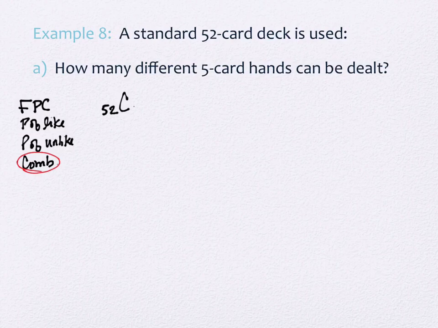5. 52C5. So the combination formula puts 52 factorial on top. That's how many you're choosing from. And then the denominator, the two pieces of the denominator are how many you're choosing and how many you're not choosing. So how many are we choosing? 5. And it doesn't matter the order. That's why we're eliminating the distinguishability of them by dividing it out. And how many are we not choosing?